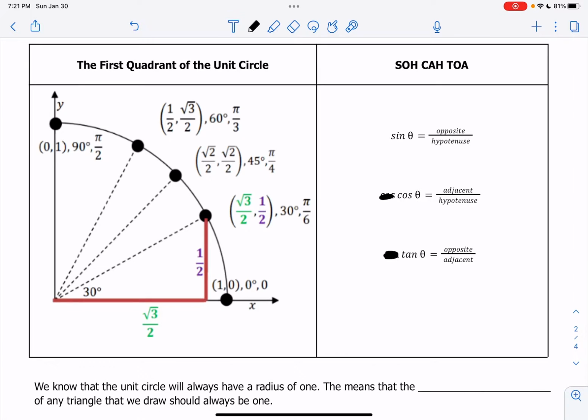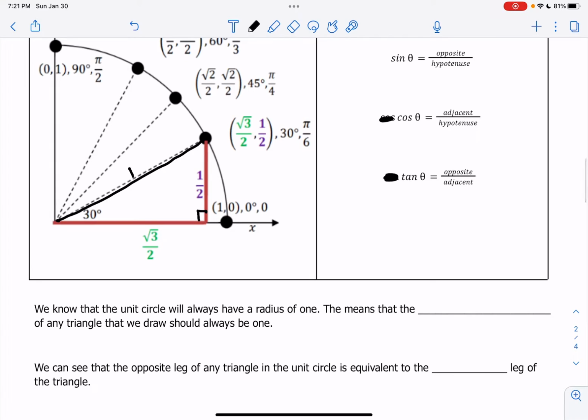So in the unit circle, when we did our creation of it, we saw clearly, because we did it, the radius of the circle is 1. So that's the equivalent of the hypotenuse of the right triangle that would fit right into the unit circle. And so for all of these, the hypotenuse will be 1. So that boils it down to something a little simpler. We know that the unit circle will always have a radius of 1. That means that the hypotenuse of any triangle that we draw should always be 1.